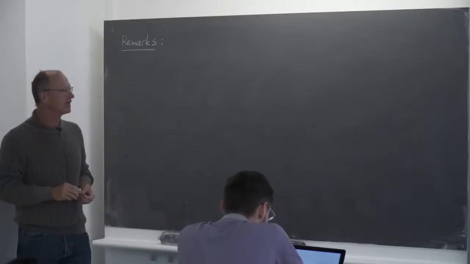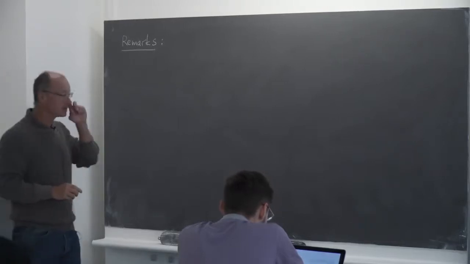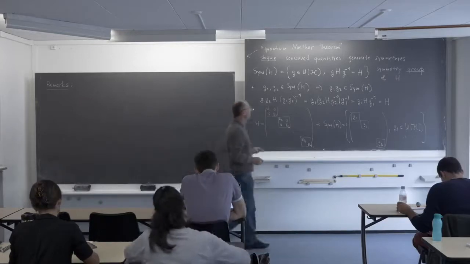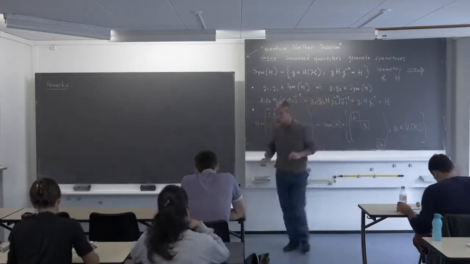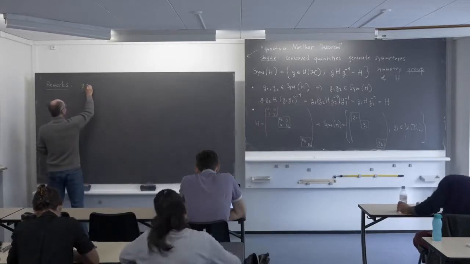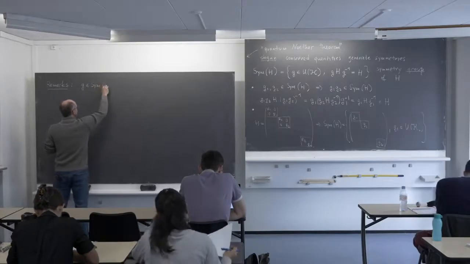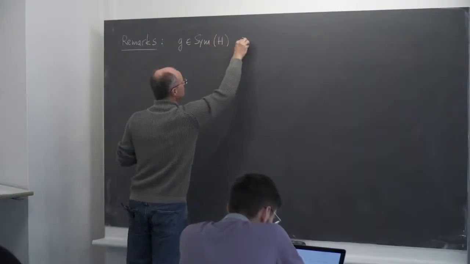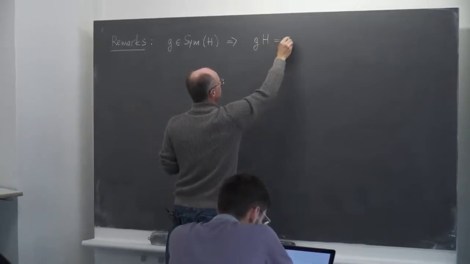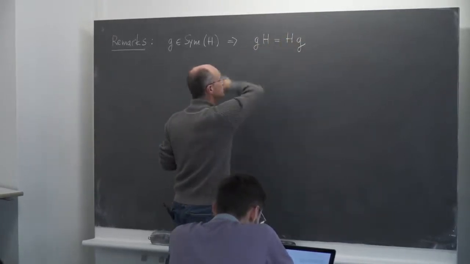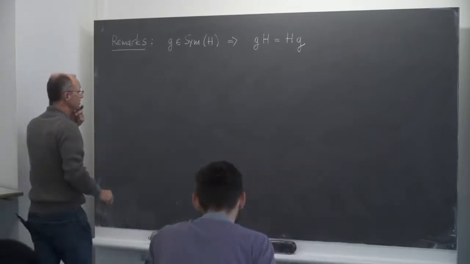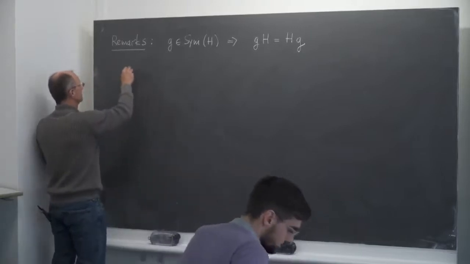So I would like to add some simple remarks about symmetries. First of all, let's rewrite this equation, which is a definition of symmetry, in the following way. So this implies that GH is equal to HG. And this has very nice consequences.